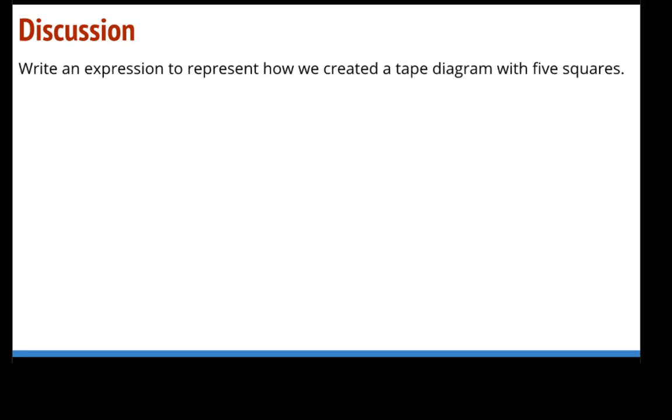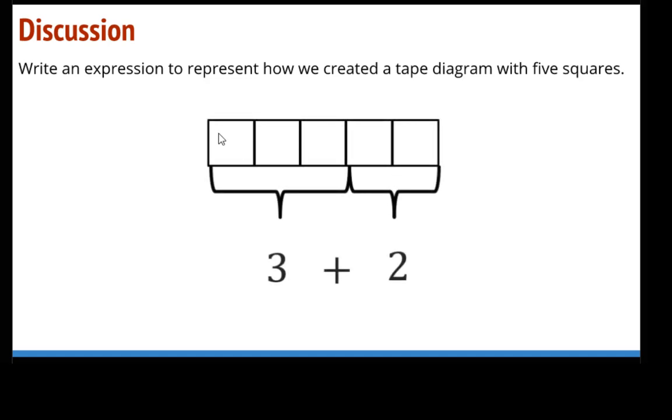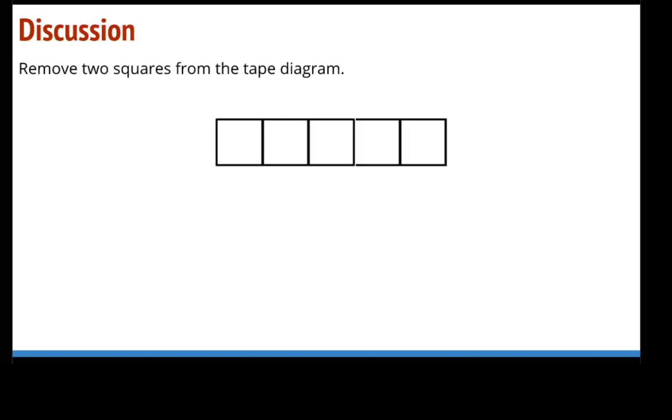So how would we write an expression to represent what we just did with these squares of paper with this tape diagram? We've got our 5 pieces, we had our 3, and we added 2 more. So now remove 2 squares from the tape diagram and think about how you would write this as an expression. How would you show what you have done here?